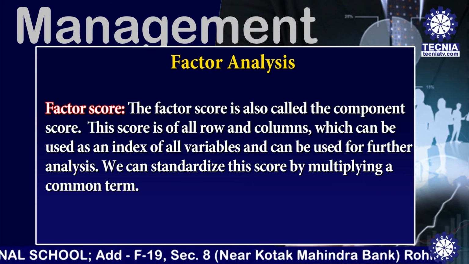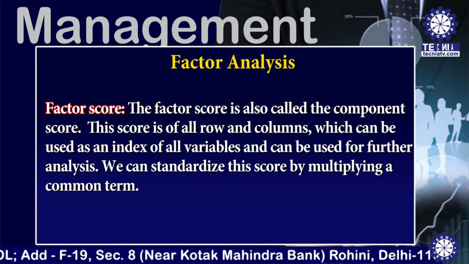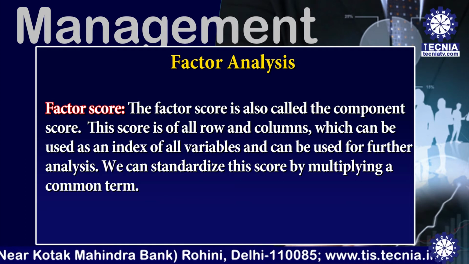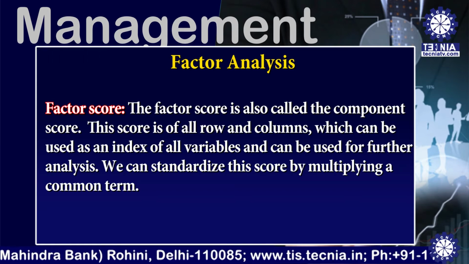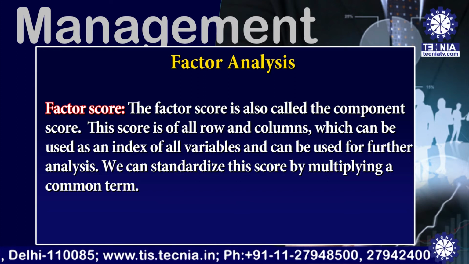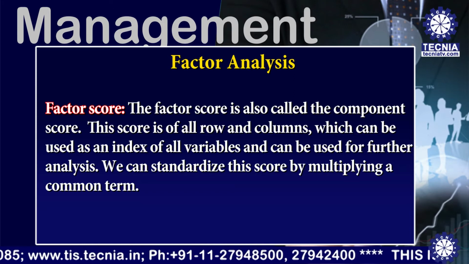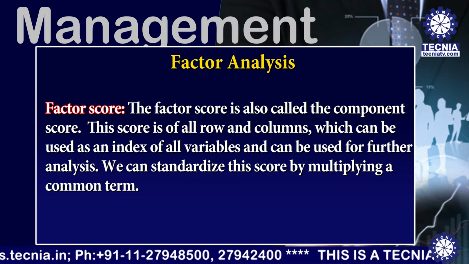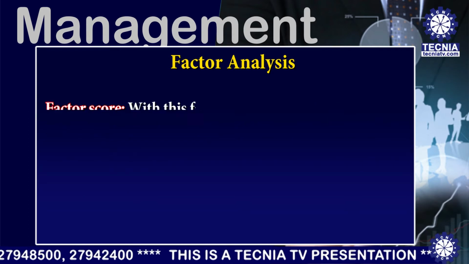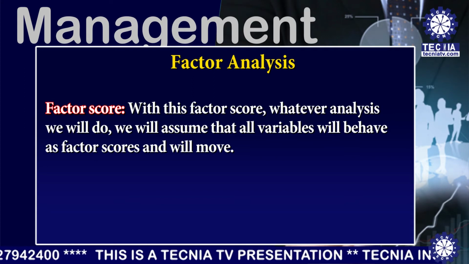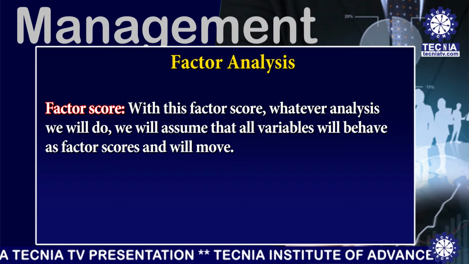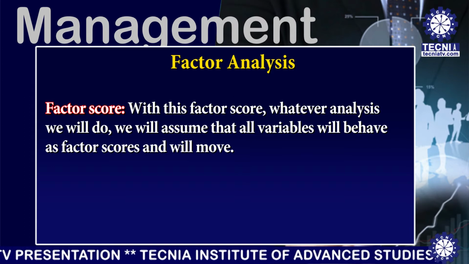Now I am explaining the factor score. The factor score is also called the component score. This score is for all rows and columns, which can be used as an index of all variables and can be used for further analysis. We can standardize this score by multiplying a common term with this factor score. Whatever analysis we do, we will assume that all variables will behave as factor scores.